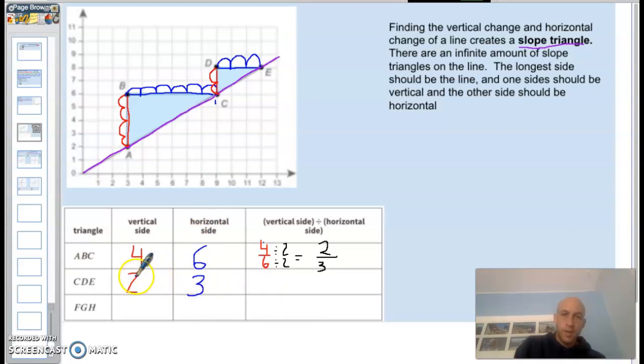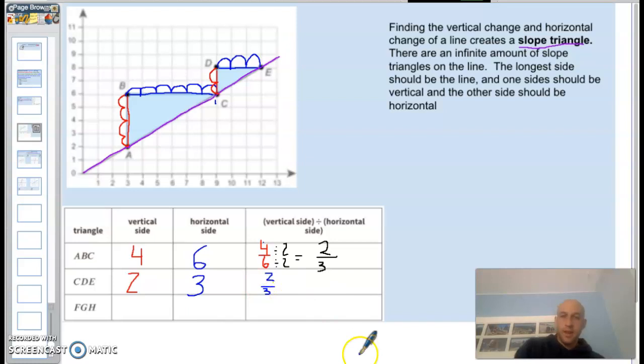So the slope is the ratio of the vertical to the horizontal. So this one is 2/3. And you can see that we have the same slope, even though we have two different triangles. Okay.